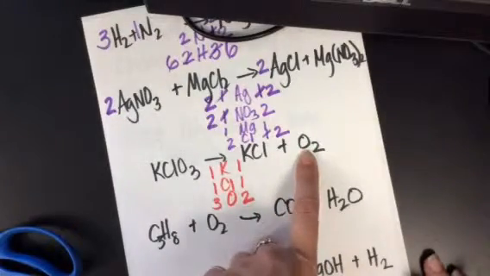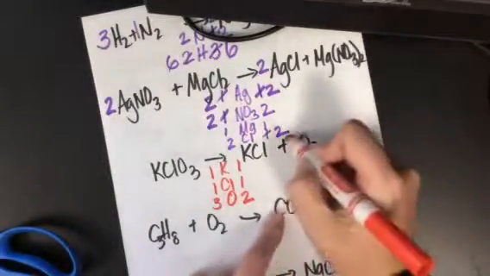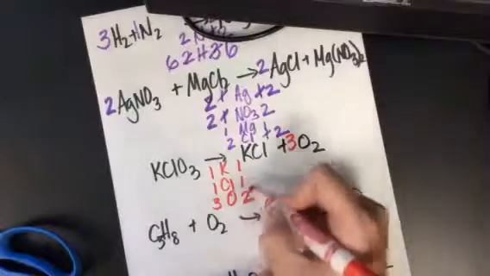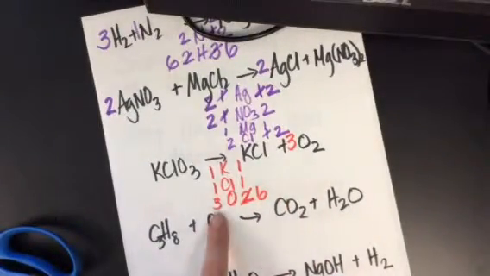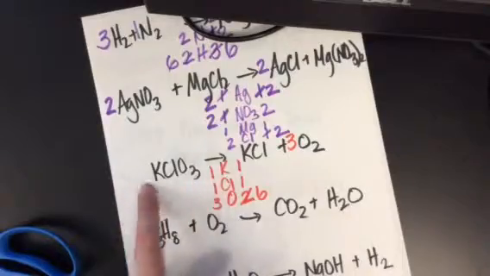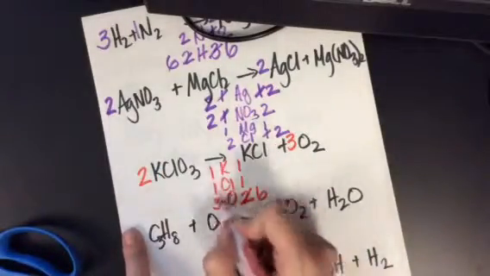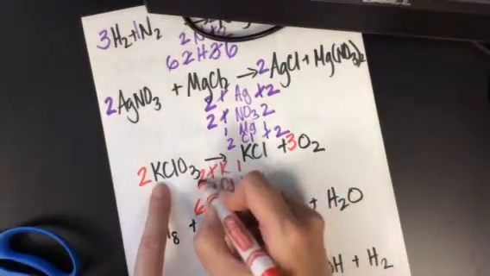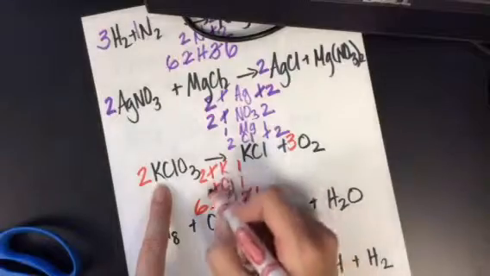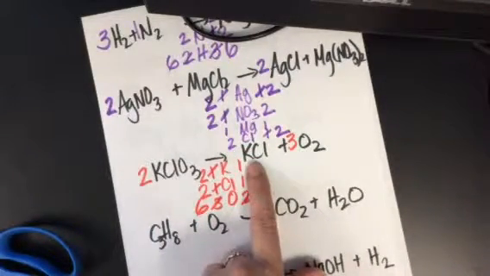If I fix this one first, I'm going to think about it in terms of what times 2 will give me 6, which is 3. That changes my oxygens to 6. Now to get this side to 6, what times 3 will give me 6 is 2. So I'm going to put a 6 right there, but then that changes my potassiums to 2 and my chlorines to 2. So now I need to fix my potassium over here.